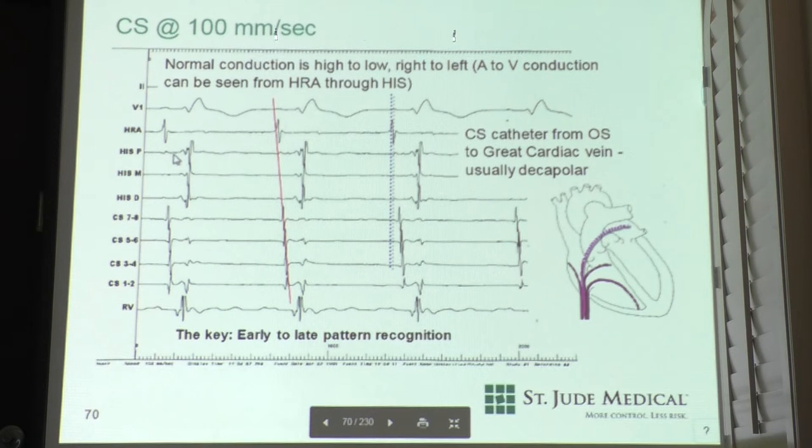AV. We have the AV node here. It goes A, H, what? V. Endocardially, we call this the V, right? Rather than like the P or the R. The R is up here, the V is down here, endocardially.